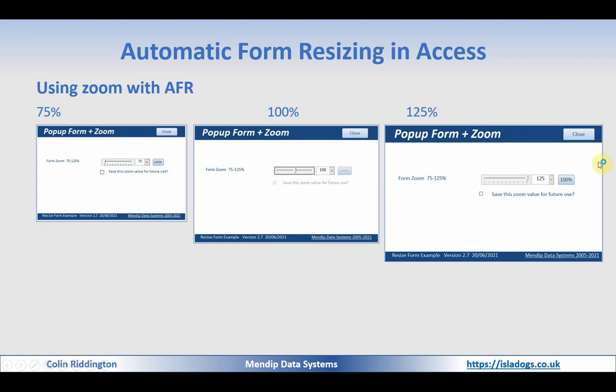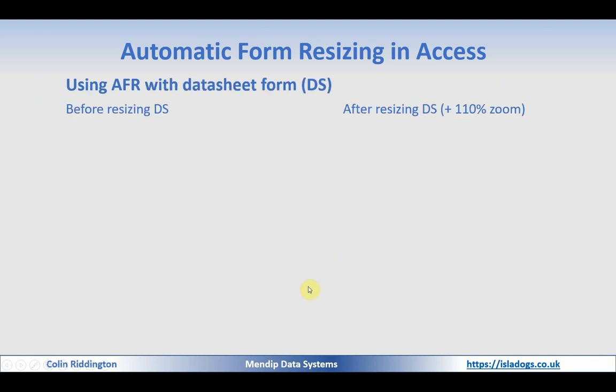And if it's a form where your users may be coming back to it regularly, they may wish to set the preferred zoom value for future use. So by ticking that checkbox, once they've got it to a value they like, then it will automatically reopen at that next time, and each user controls that individually.